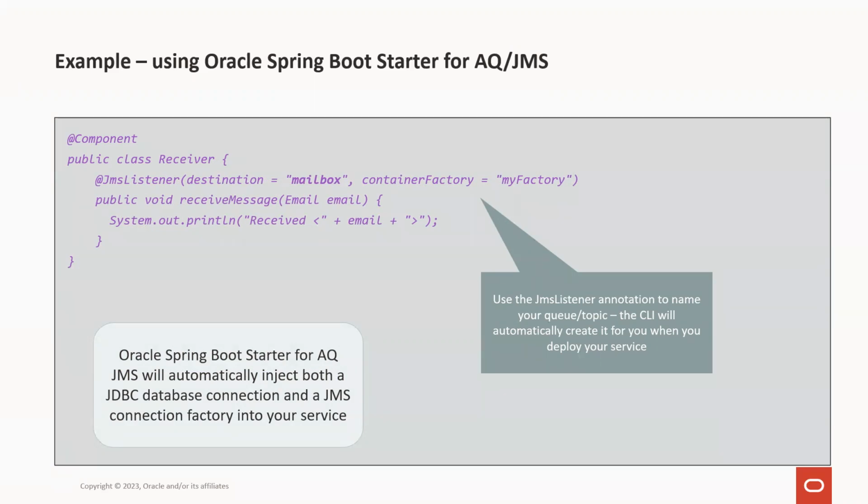So this is an example here of a Spring Boot component. You can see it has the standard component annotation here, and it's a JMS listener. So this is going to invoke this method every time a message arrives in this mailbox queue or topic. It just prints it out, but this gives you an idea of how it works. If you haven't seen Spring Boot applications before, these annotations are used all over the place in Spring Boot, and they're the way that you inject standard behaviors into your application.